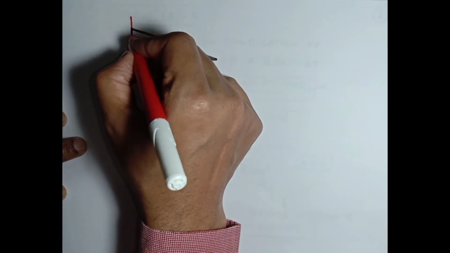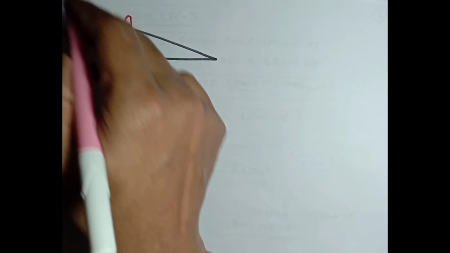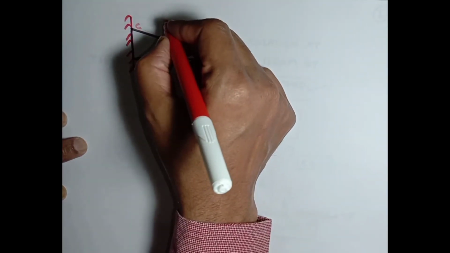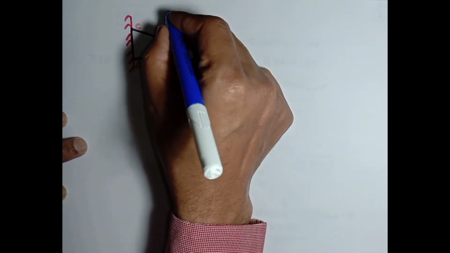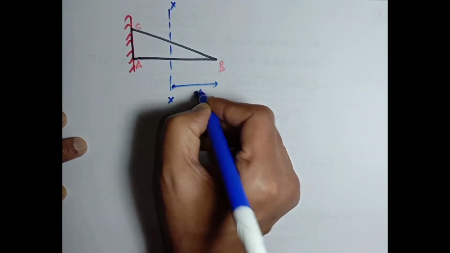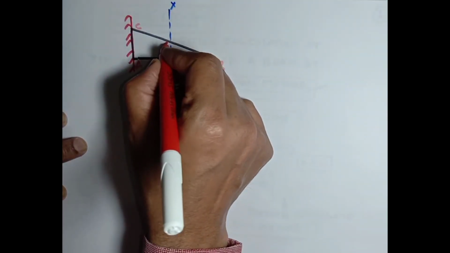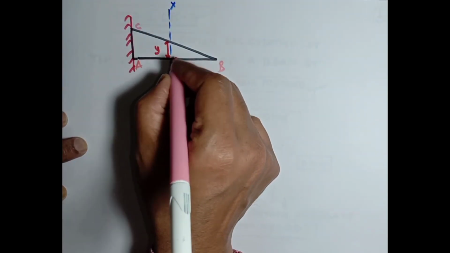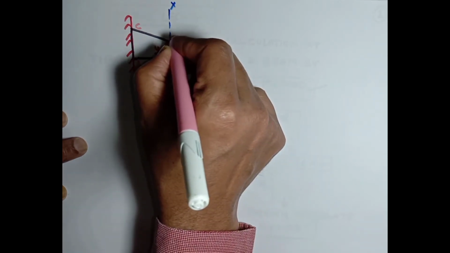This is the support. This is A, this is B, this is C. We have found the loading value at any section XX. This is any section XX, which is at a distance of x, and this value we have calculated here. This is y, and we have designated this as D, and this as E.